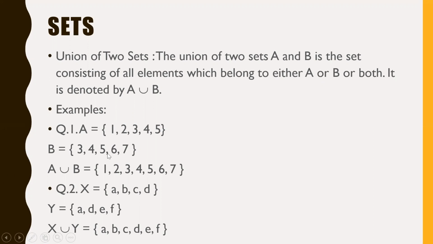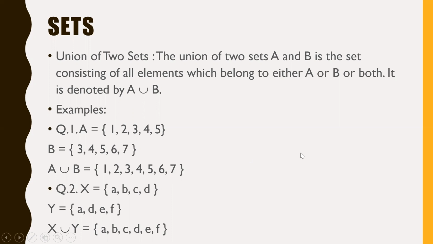So here you can see in set A, 1, 2, 3, 4, 5 was there. So I have written 1, 2, 3, 4, 5. Here in set B, 3, 4, 5 are common. So 3, 4, 5 is already written here. Then 6 and 7, I have written. So A union B is 1, 2, 3, 4, 5, 6, 7.